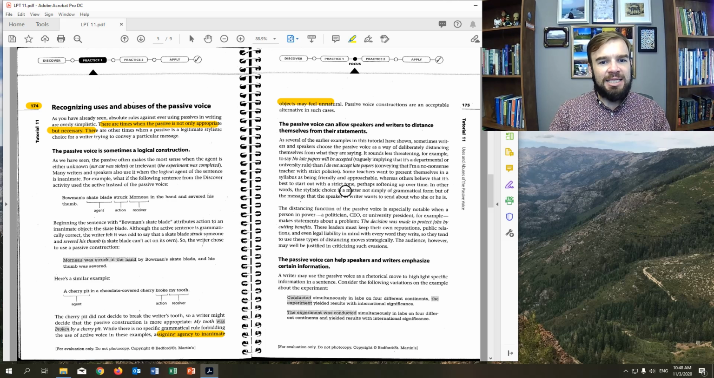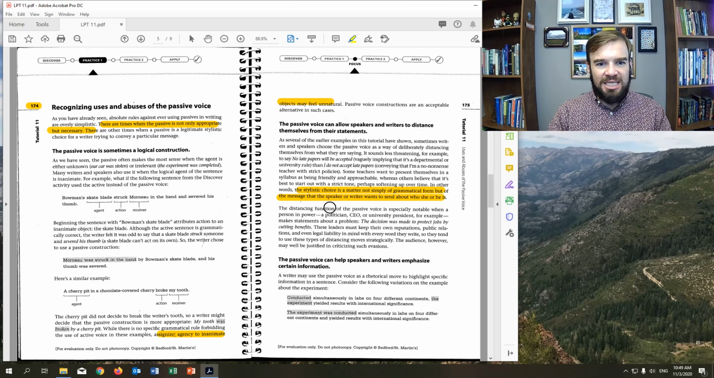In other words, the stylistic choice is a matter not simply of grammatical form, but of the message that the speaker or writer wants to send about who she or he is. And I'm going to highlight this because, again, why do I love this book and what have we been talking about all semester long? Context, context, context. Right? So just because a sentence is grammatically correct doesn't mean that it's the most effective or the best sentence to write in that situation, right? Everything is about context. Who are you talking to? What is the message you want to convey? Who are you? All of these things go into the choices that you make, hopefully, as you're writing.